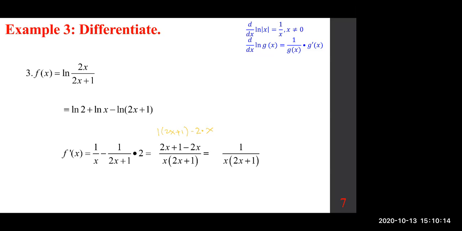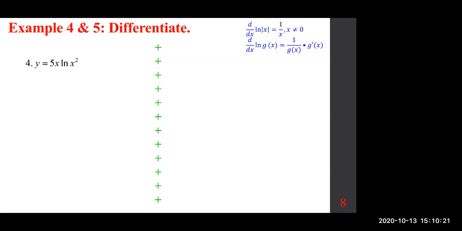Let's do the next example. 5x ln x squared. Again, you can do it the same way, or just first simplify this because it is ln of x squared. 2 sits in front, becomes 2 ln x. So 5x times 2 ln x becomes 10x ln x. Okay, 10x ln x. So now that we have that, it is the product rule.